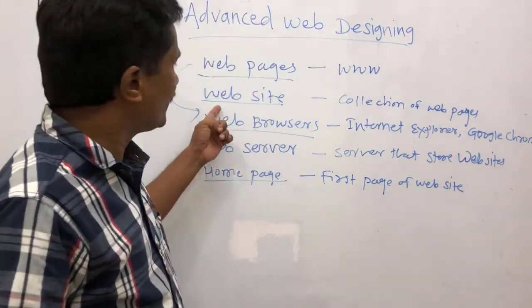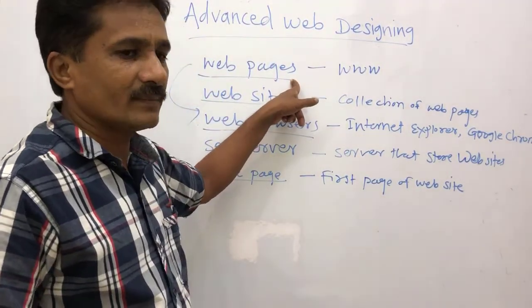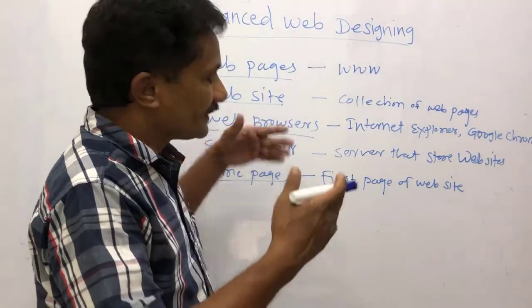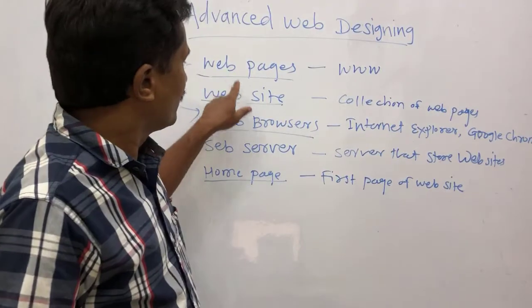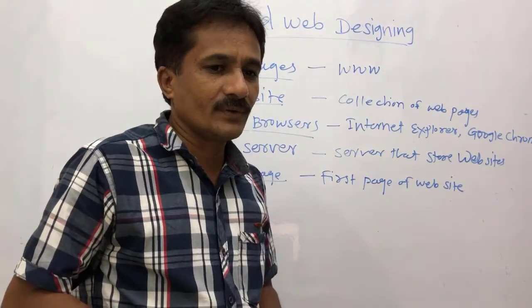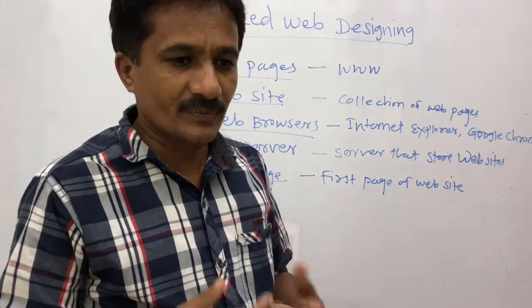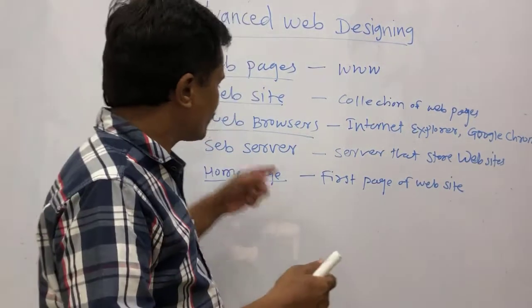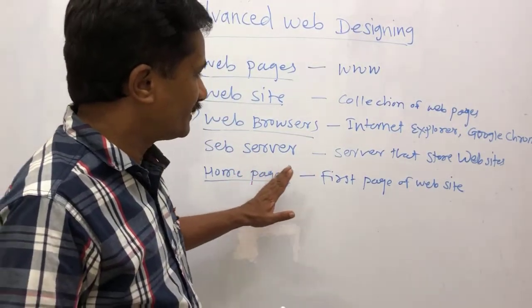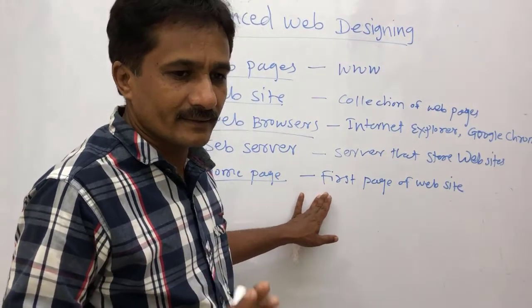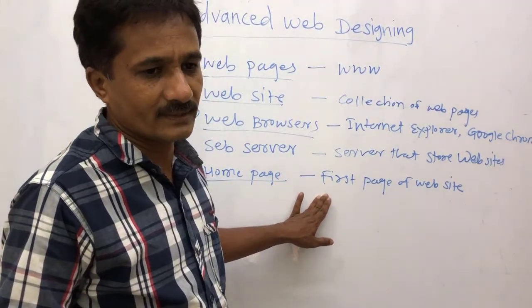Then website. A website is a collection of web pages. Multiple pages are interlinked with each other to form a website. Home page means the first page of the website. The first page of any website is called the home page.